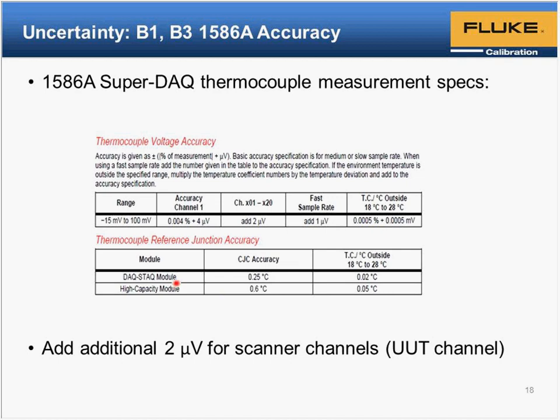Then next, we'll look at the reference junction accuracy. The module or the scanner that I showed you that's on top of the 56 has a CJC accuracy of 0.25 degrees C. There's also a high capacity module available, and it has a CJC accuracy of 0.6 degrees C. The high capacity module looks a lot like a board.